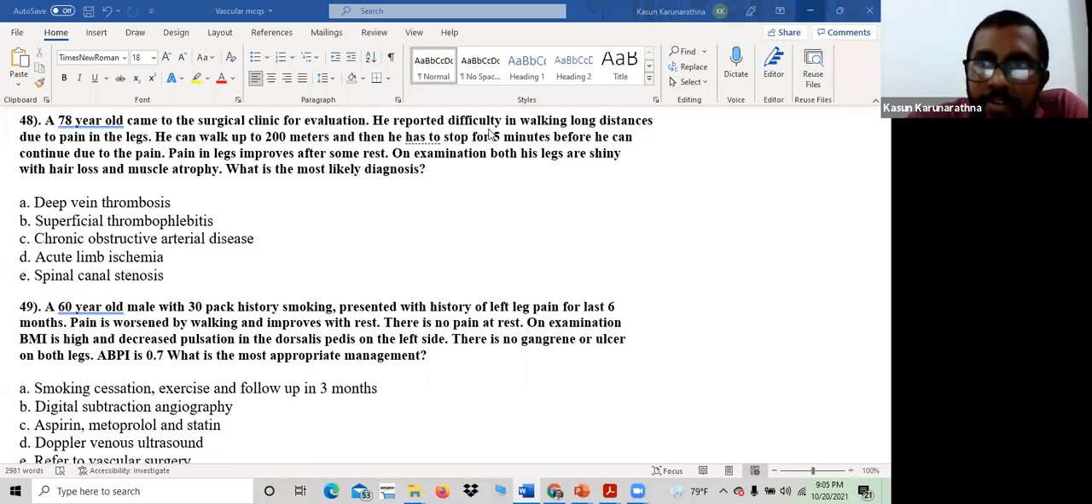Question number 48. A 70-year-old came to the surgical clinic for evaluation. He reported difficulty in walking long distances due to pain in the legs. He can walk up to 200 meters and then he has to stop for 5 minutes before he can continue due to the pain. Pain in the legs improves after some rest. On examination, both his legs are shiny with hair loss and there is muscle atrophy. What is the most likely diagnosis?